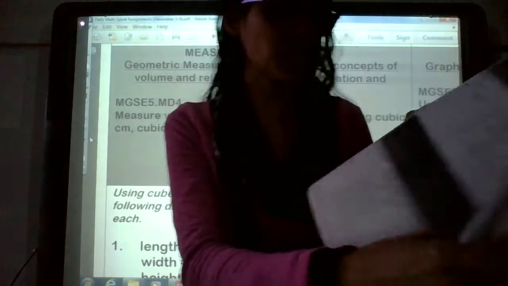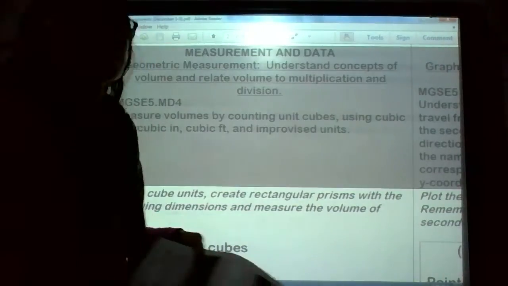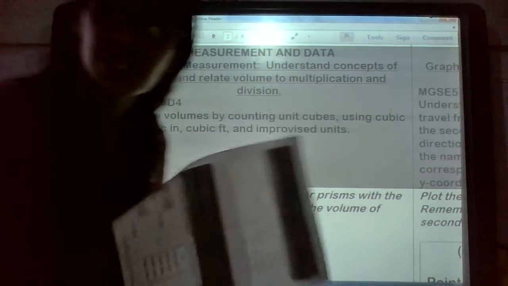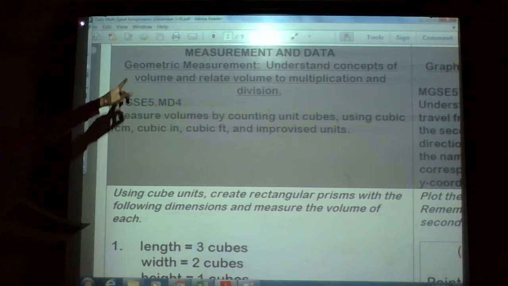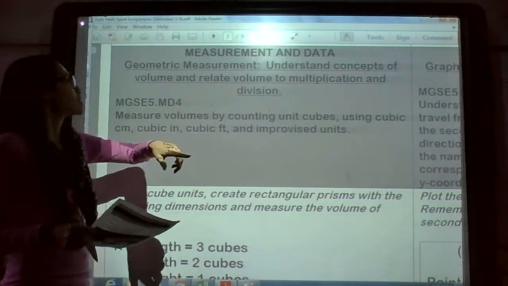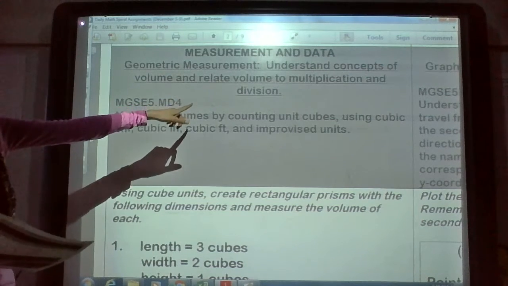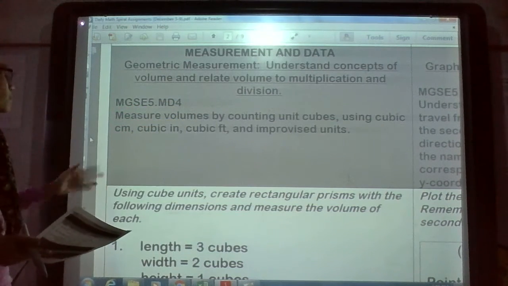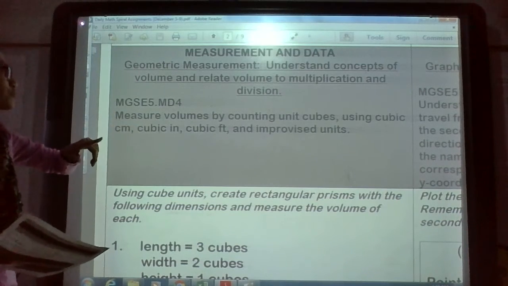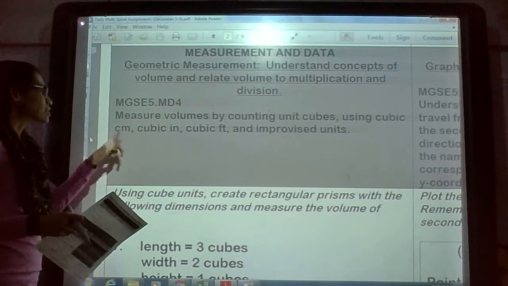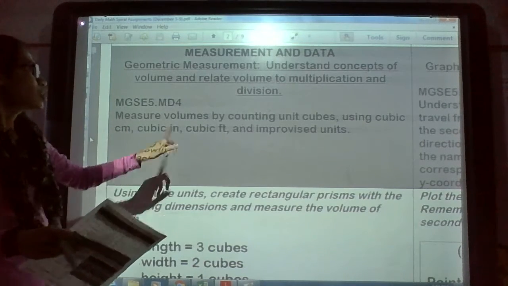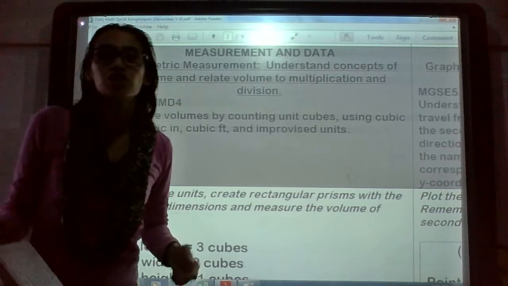Flipping to the back side, we are working on the bottom left problem right here. Can you see that? It is measurement and data. Let's begin by reading the standard. Make sure you have your paper, okay? Measurement and data. Read it with me. Geometric measurement. Understand concepts of volume and relate volume to multiplication and division. MGSE 5.MD4. Measure volumes by counting unit cubes using cubic centimeters, cubic inches, cubic feet, and improvised units, okay?